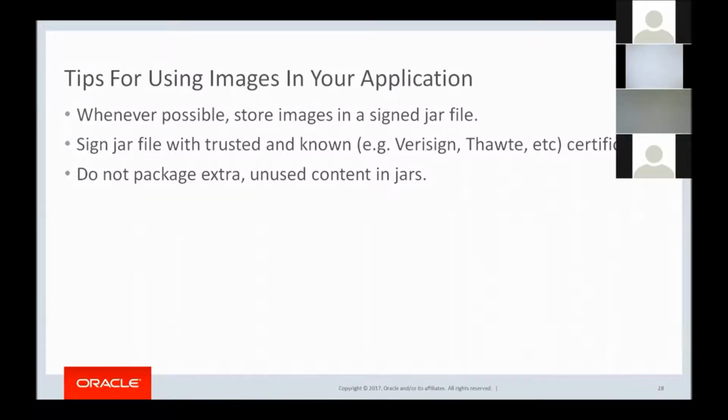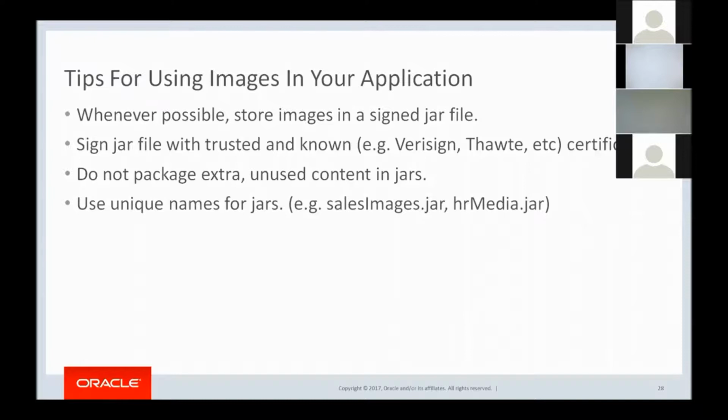I always recommend that the jar files be named with something unique. We have a lot of customers that tend to name their image files icons.jar or images.jar. Although that seems very straightforward to do, it's not a good practice, because what happens if you have a sales application and an HR application and an inventory application? You potentially are going to mix up the files. So it's helpful to add the application name into the name of the file.